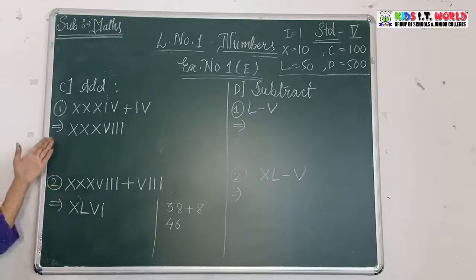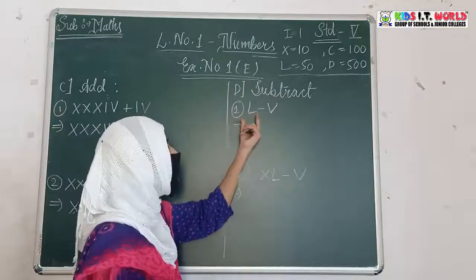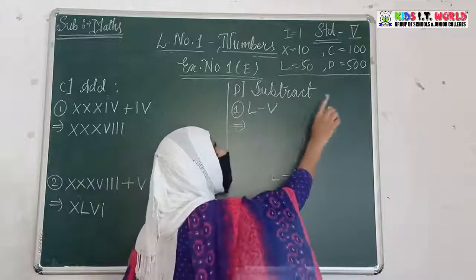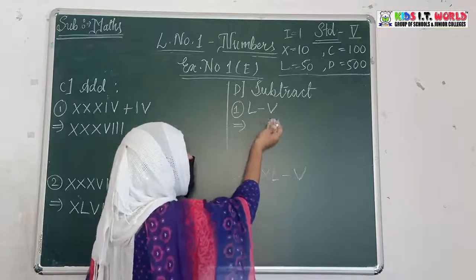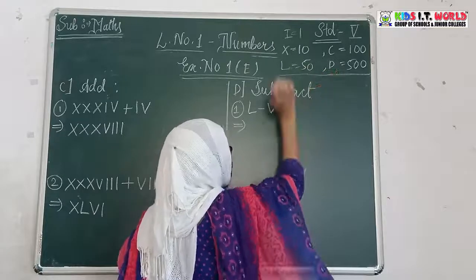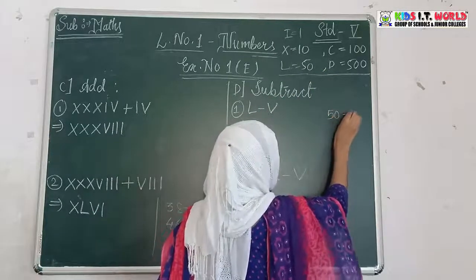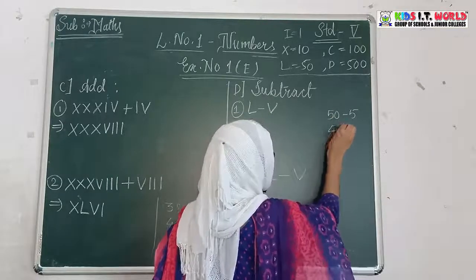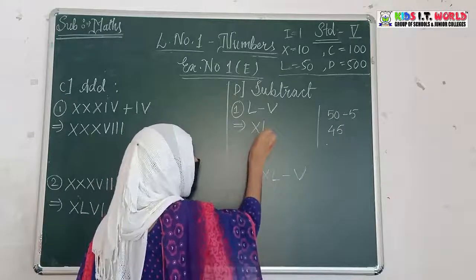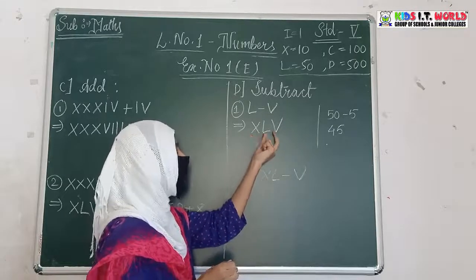In the same way that we did the addition, we have to do the subtraction also. If you are not able to subtract directly, you can convert it into Indo-Arabic numerals. But it is very simple here. We know that L stands for 50 and V stands for 5. So here it is 50 minus 5, so it is 45. How will you write 45? XL. This is 40 and this is 5. This is our answer, 45.